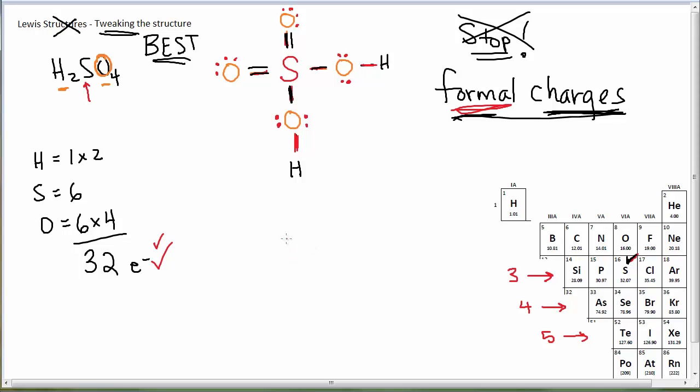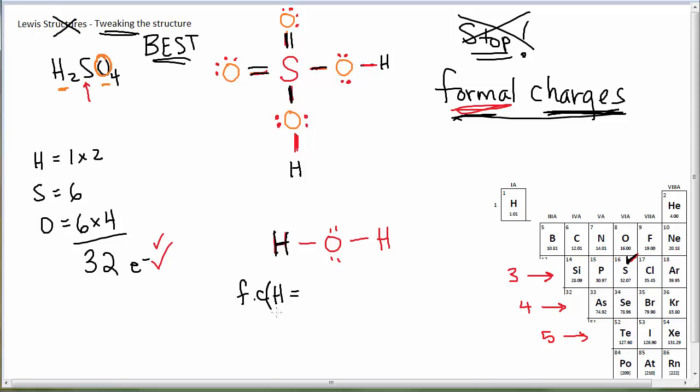I'm going to draw a very simple Lewis structure. This is the Lewis structure for water, H2O. Let's use it to learn how to write formal charges. We're going to count formal charges. You count them for each atom. So for example, the formal charge on this hydrogen is calculated.